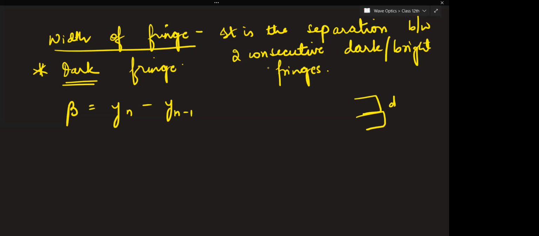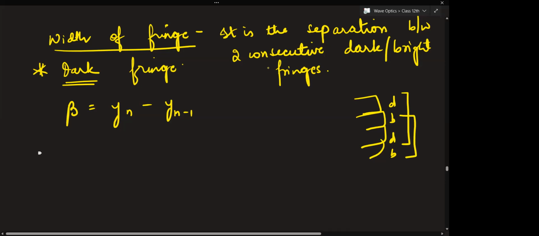Separation between two consecutive dark fringes or two consecutive bright fringes is the width of fringes. Fine? Like this is dark, this is bright, this is dark, this is bright. Separation between two consecutive dark fringes, this is known as fringe width. Separation between two consecutive bright fringes, this is known as fringe width. So beta, yn you have calculated.